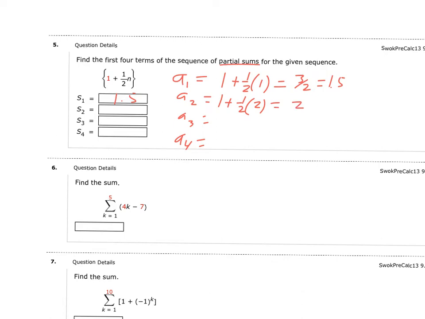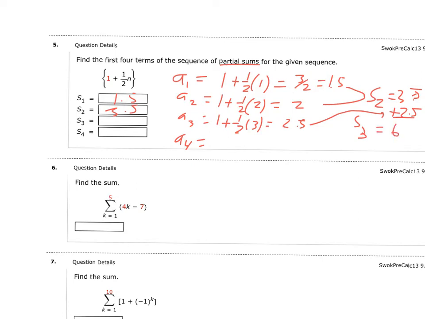However, the second sum is the sum of the second term plus the first term. So I need to add these two together to get s sub 2, which is actually 3.5. So now when I find a sub 3, 1 plus 1/2 times 3, that's going to be 1 plus 1.5, so that'll be 2.5. And then for s sub 3, I have a couple options here. I can add all the first three terms up, or I can just take this third term and add it to the previous sum, which would have given me 6. So I think that's the way I would do it, is just take that last term that you found and add it to the previous sum.